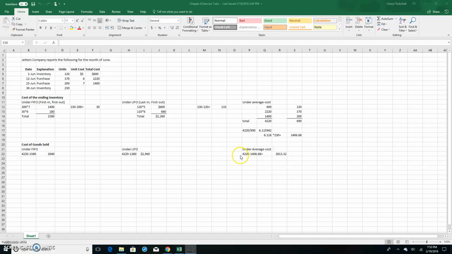Same thing under average cost, 4,220 minus what we got for the cost of the ending inventory, and that gives us $2,813.32. I hope this is right.